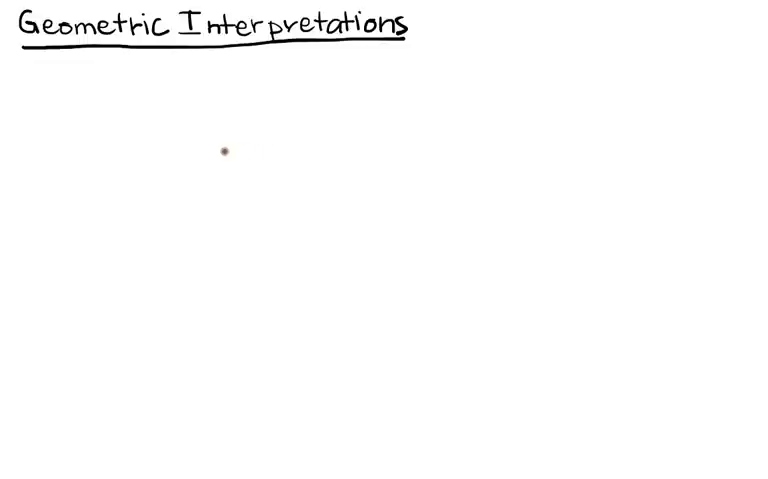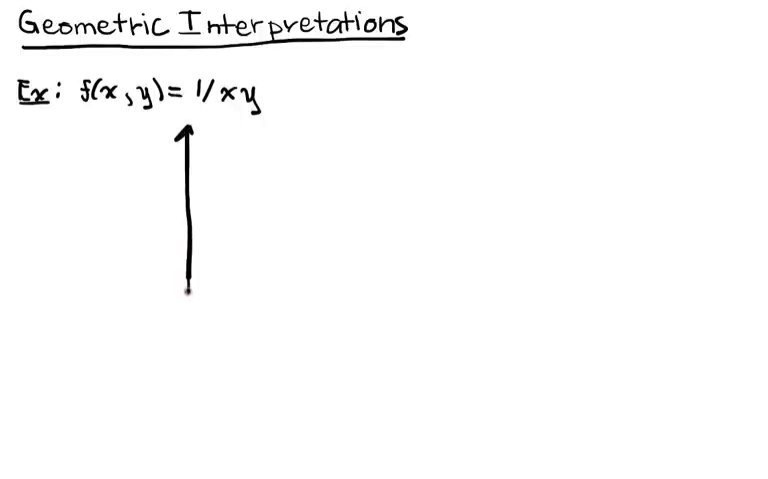Now let's develop our geometric intuition behind the partial derivatives. Consider the function f of x, y is equal to 1 divided by x times y. The first thing is, well, we want to draw the function to see what it looks like. And we'll just consider the function in the positive xy.